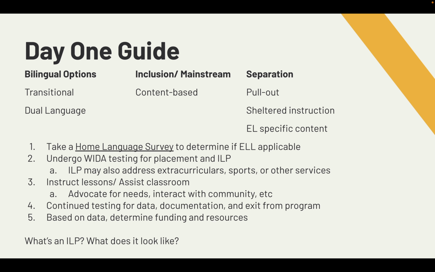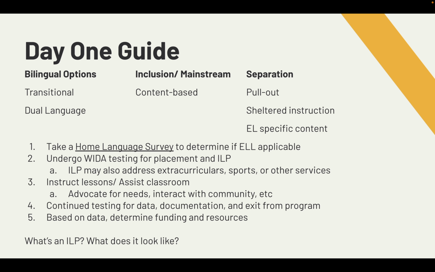There are three types of ELL education. The first is bilingual, so a very specific school system that uses two languages or multiple languages. There could be an inclusion mainstream system in which classes are primarily content-based and ELLs are part of that mainstream classroom. And last one, a separation style system in which ELLs are pulled out of the classroom for sheltered instruction, teaching, or ELL-specific classes. For the purposes of this presentation and course, we're going to focus on mainstream and separation style classrooms.